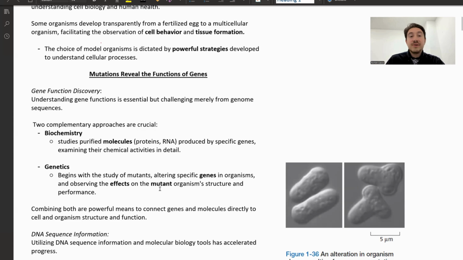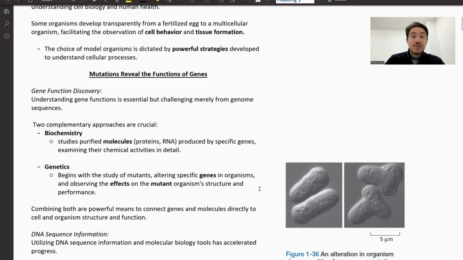Let me just go a little bit down here. Some organisms develop transparently from a fertilized egg to a multicellular organism. That's incredibly important because if you want to study development, you can see how certain cells are forming in a particular way or going through a different cell line, and you can even track that with biotechnology, right? And staining techniques. Cell behavior and tissue formation are important concepts to study.